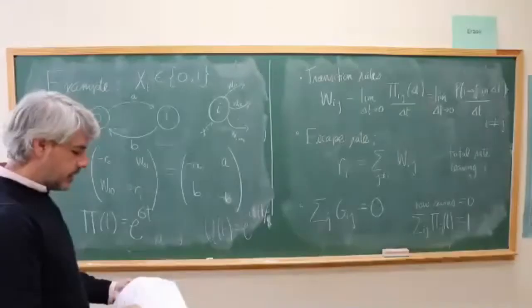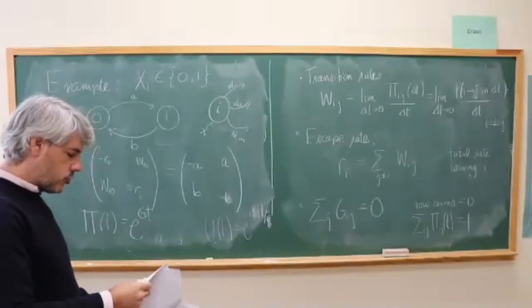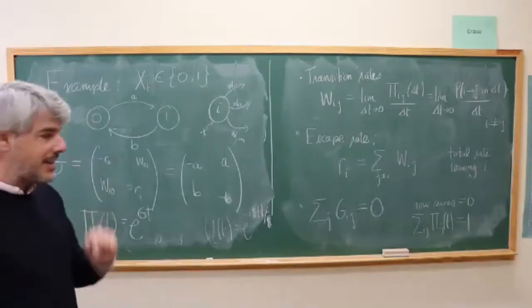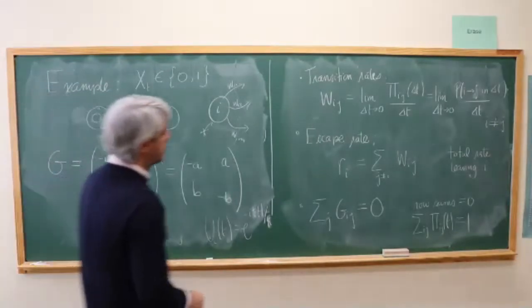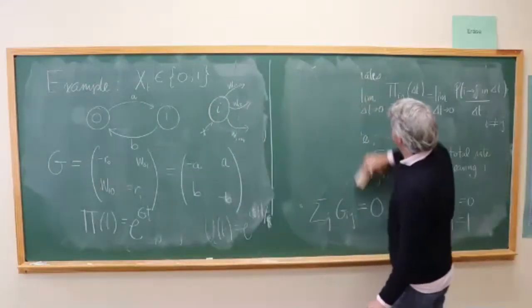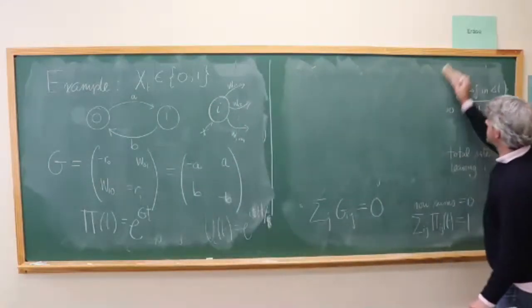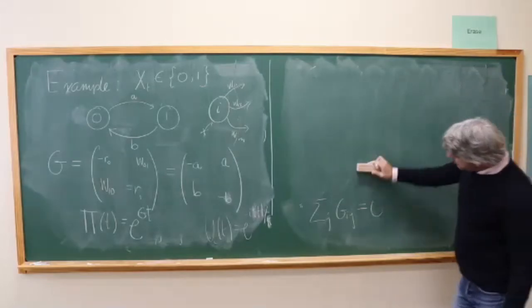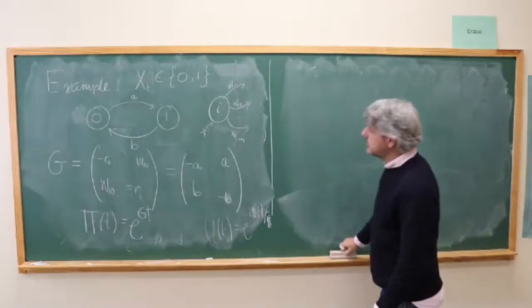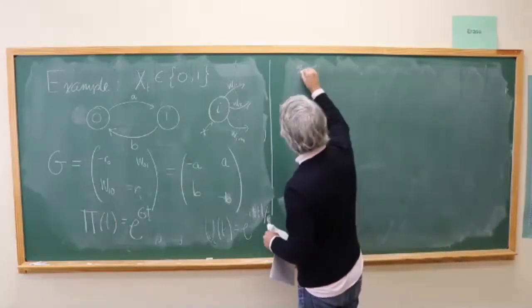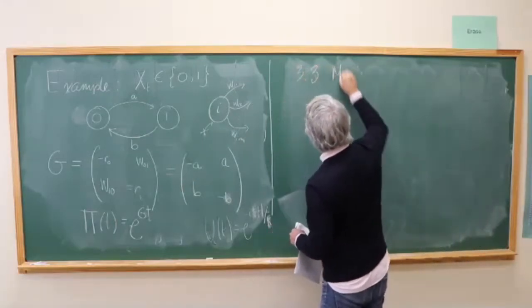Okay, now the last bit of theory I want to introduce before we go to examples is what we call the master equation. The master equation is a differential equation for determining the vector of probabilities. That's the basic equation that you will see if you read any chapter on continuous time Markov chains. That's section 3.3 in my notes.